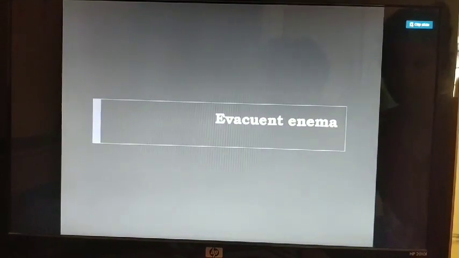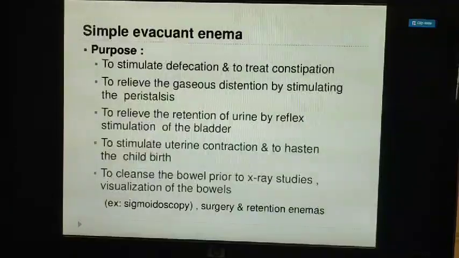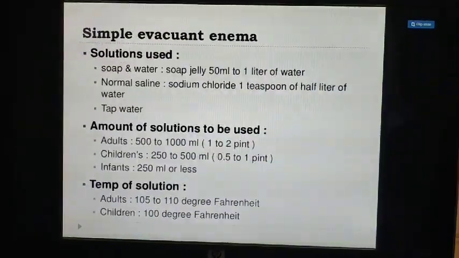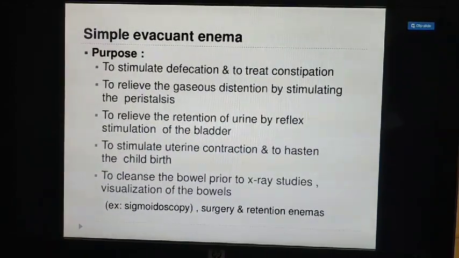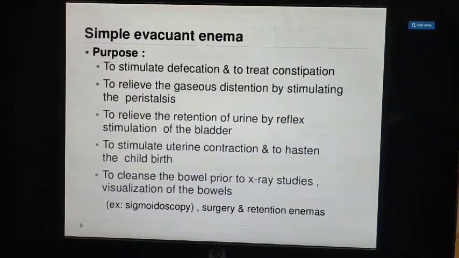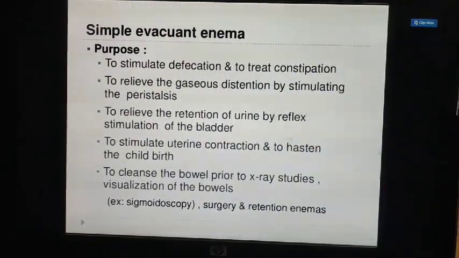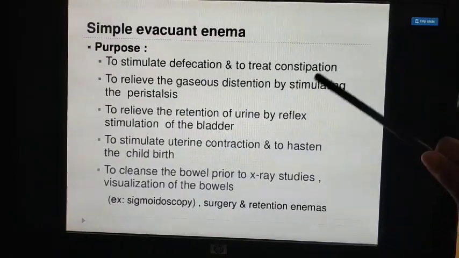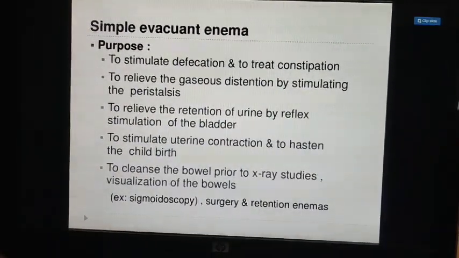First, in the evacuant enema, the first type is the simple evacuant enema. The simple evacuant enema is nothing but a very simple enema. Normal saline we are giving. This is a basic enema. So what is the purpose? To stimulate defecation, to treat constipation, to relieve gaseous distension, to stimulate peristalsis, and to relieve urinary retention.